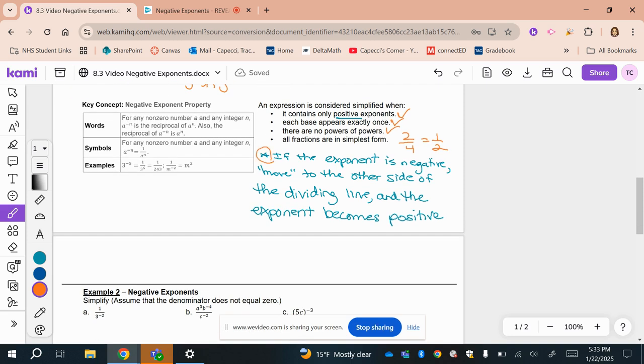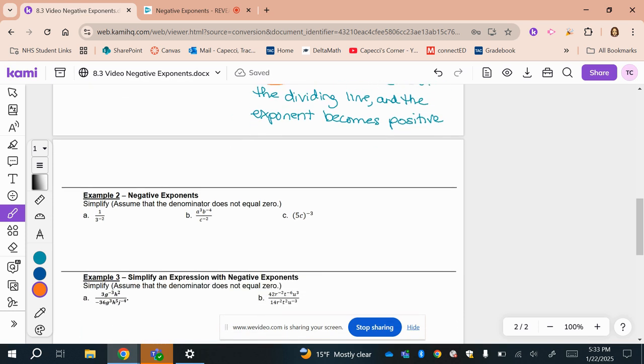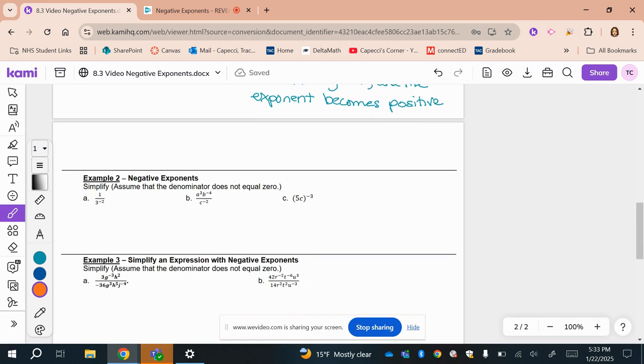Okay, if the exponent is negative, I like to move it to the other side of the dividing line, and then the exponent becomes positive. So let's see how this works. In letter A, my exponent is in my denominator, so I'm going to move that across the dividing line, and that becomes positive. And then I would be left with the 1 on the bottom, so 3 squared is 9. That's my final answer.